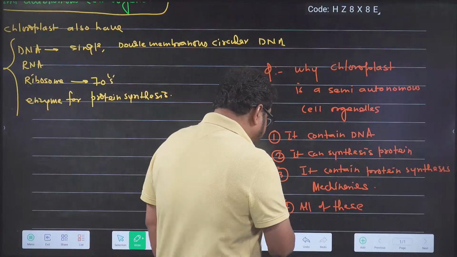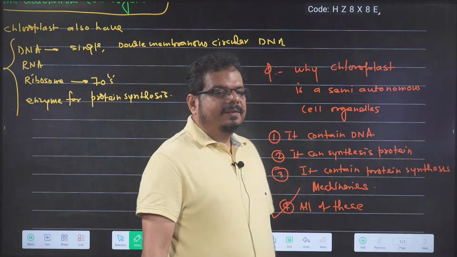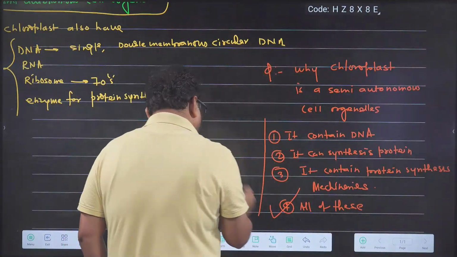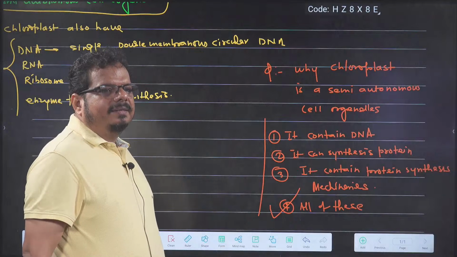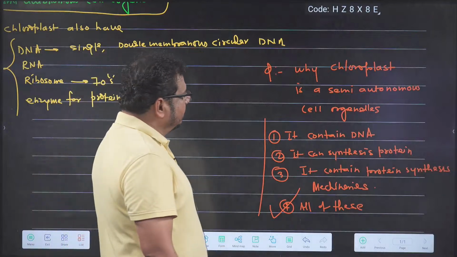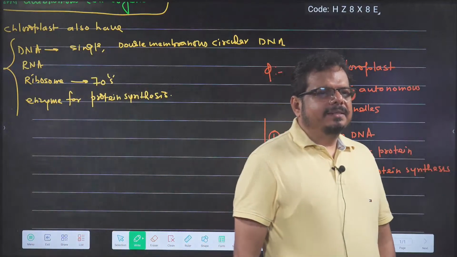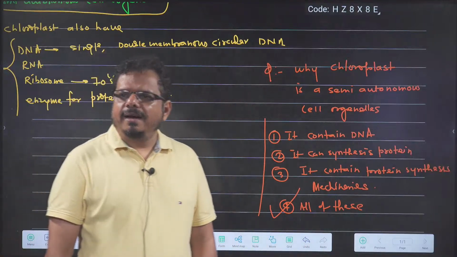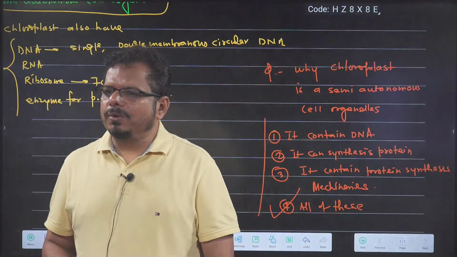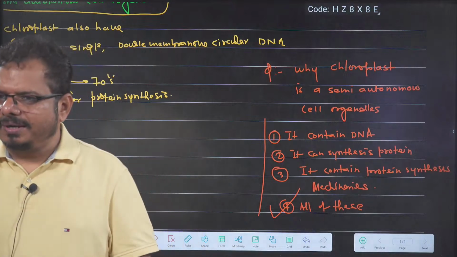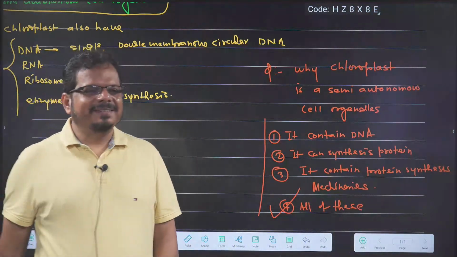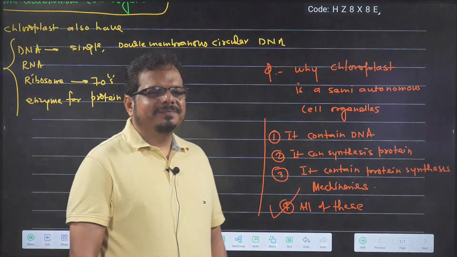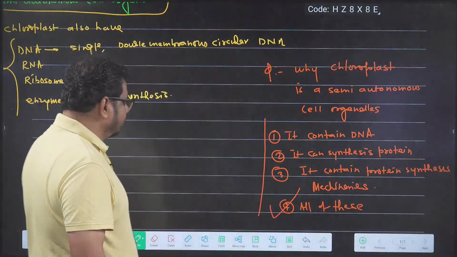Very good. The correct answer will be the fourth. All are the reasons behind why we say it is a semi-autonomous cell organelle. Got the idea? So both mitochondria and chloroplast are semi-autonomous cell organelles. Is it clear? Right. Okay, have a look now.